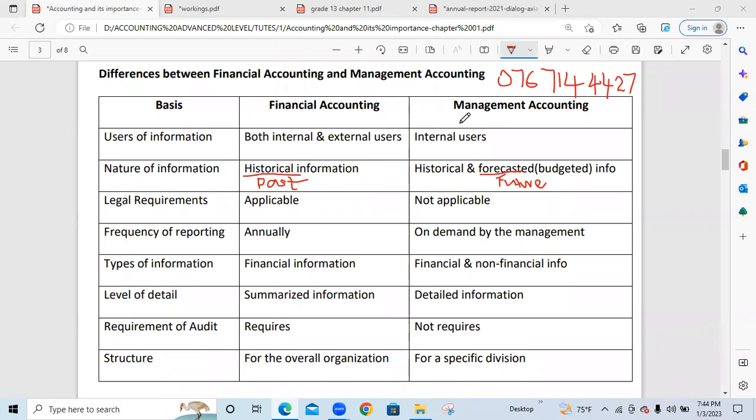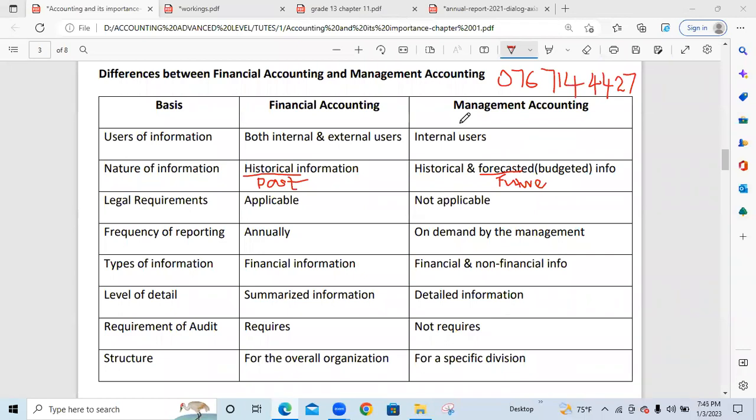So as a manager, they are future oriented, but to be future oriented, to make good decisions about the future, they should check the past. So that's why we say management accounting is historical and forecasted.